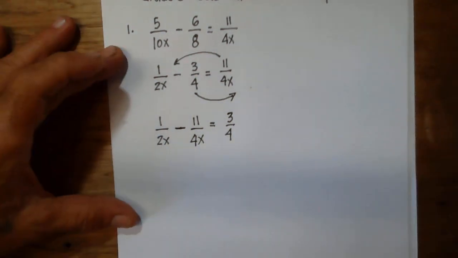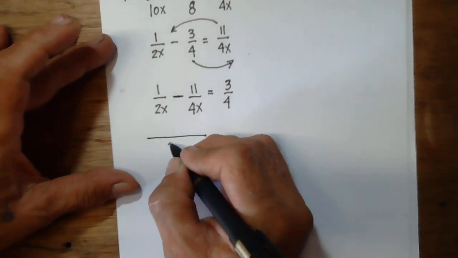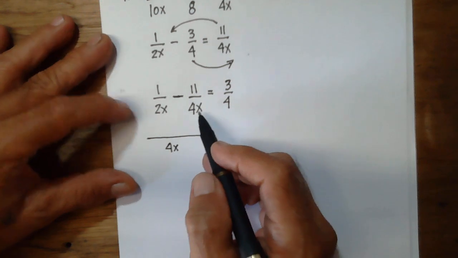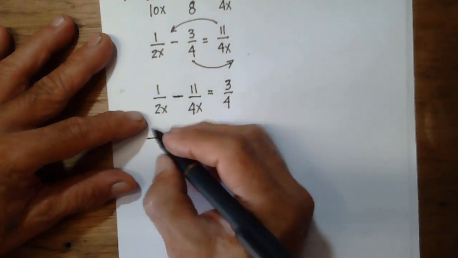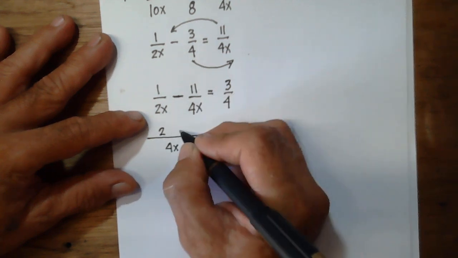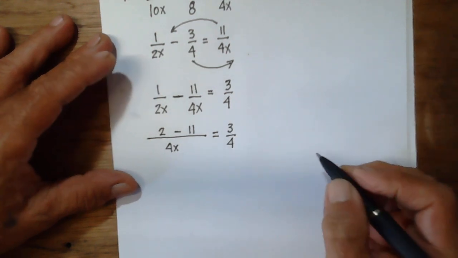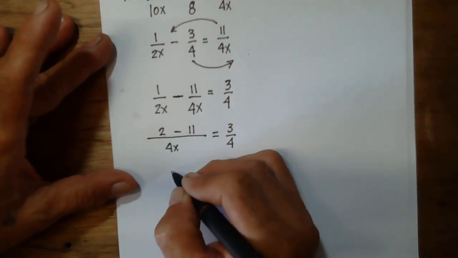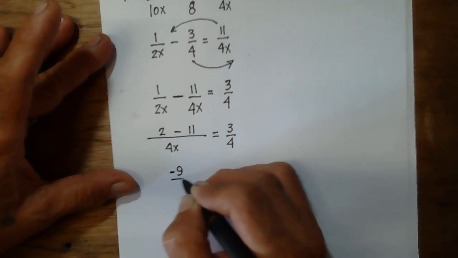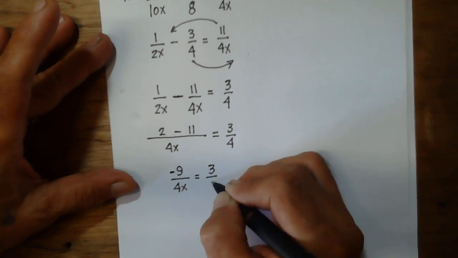Now we combine these two terms by finding the LCD. LCD is 4x. And if we divide 4x by 2x, we get 2. And 2 multiplied by 1, we have 2. Now we only copy 11, and this is equal to 3 over 4. Now we proceed with the solution. 2 minus 11, we have negative 9 over 4x is equal to 3 over 4.